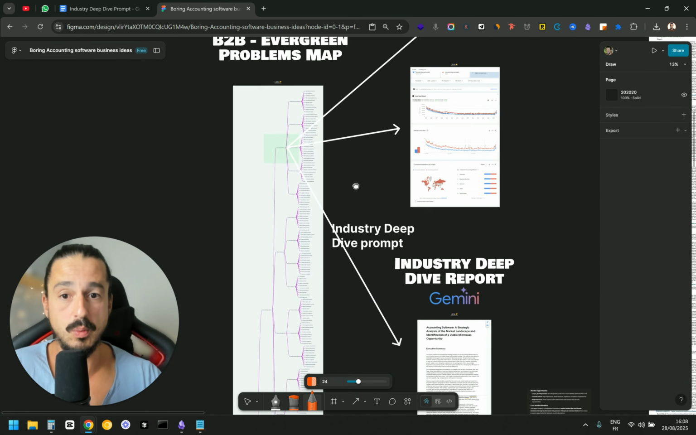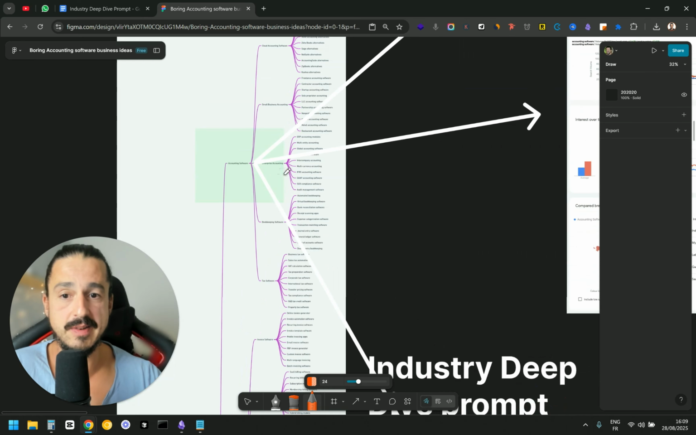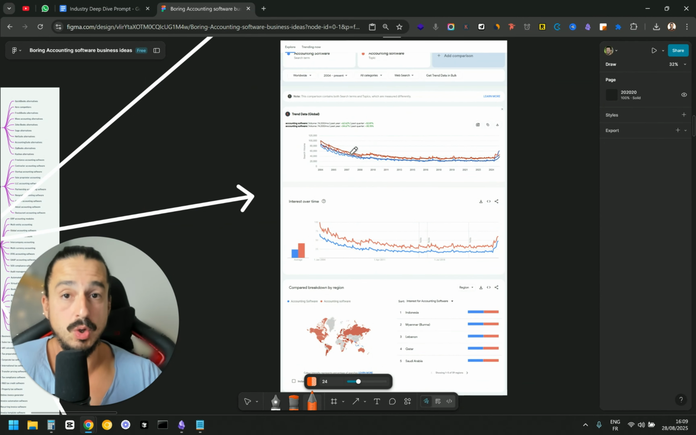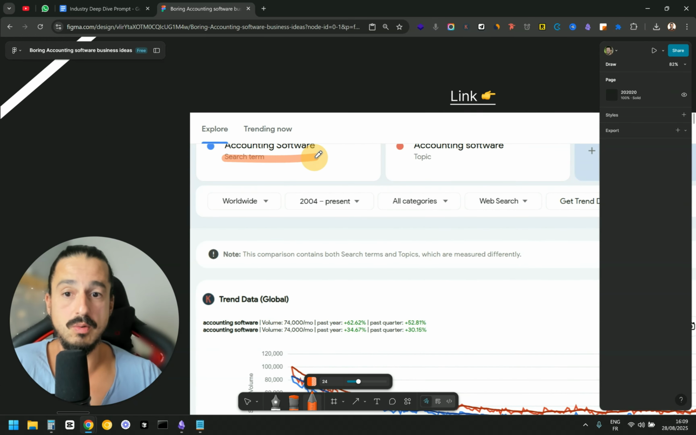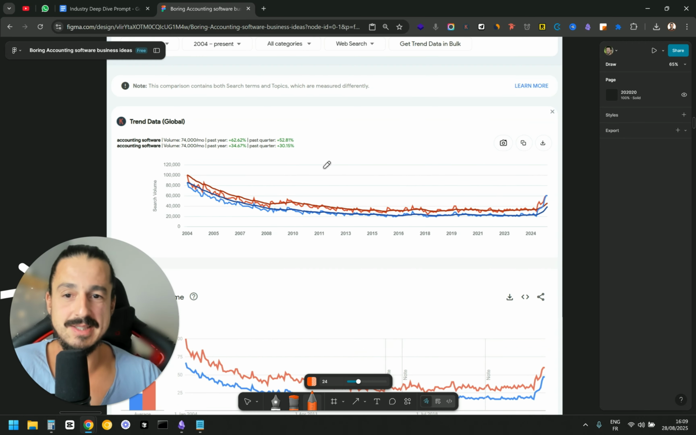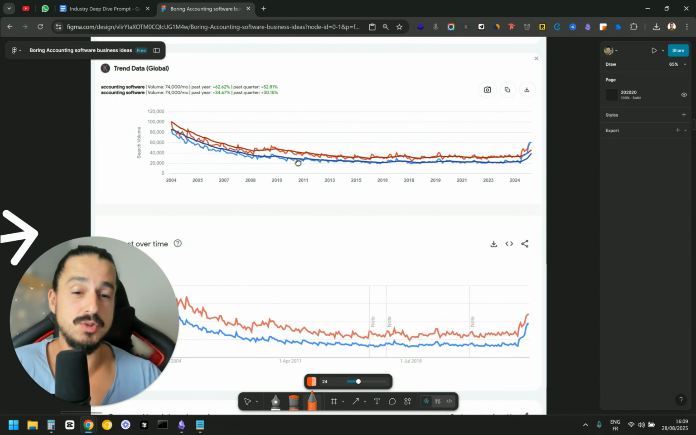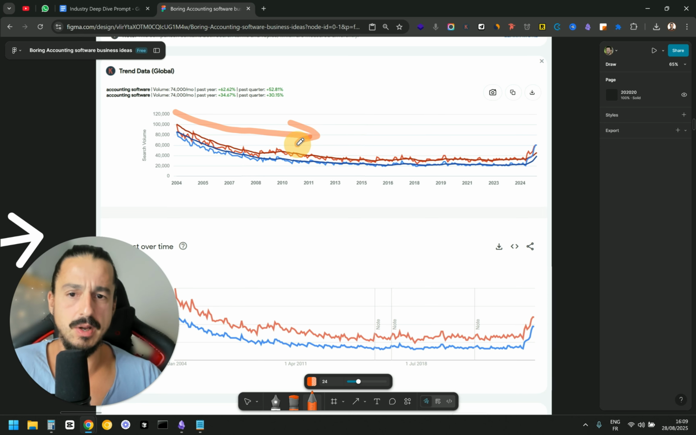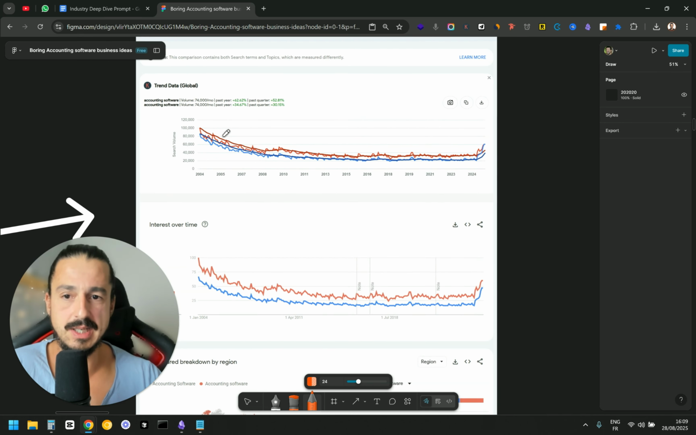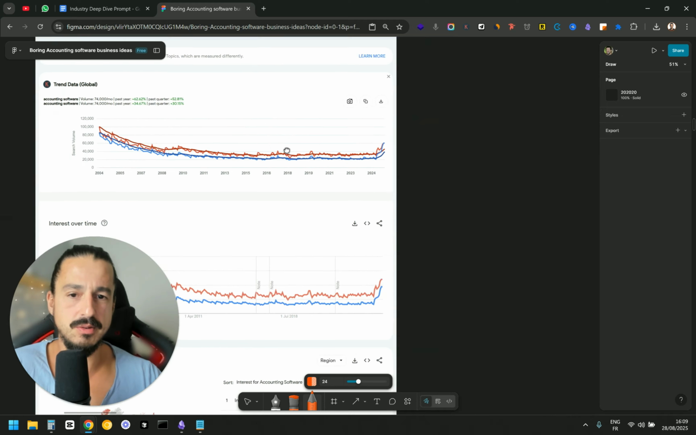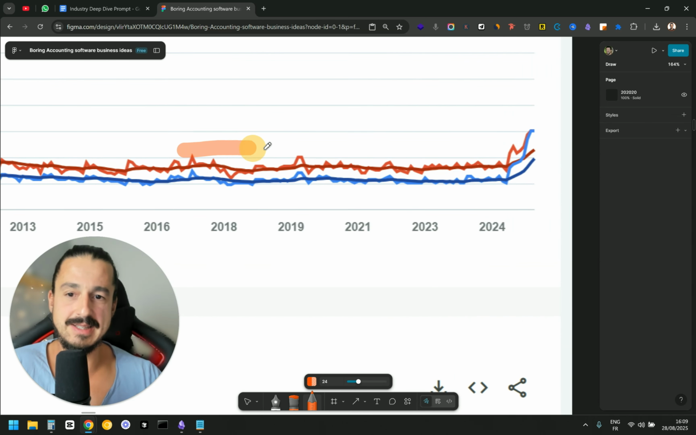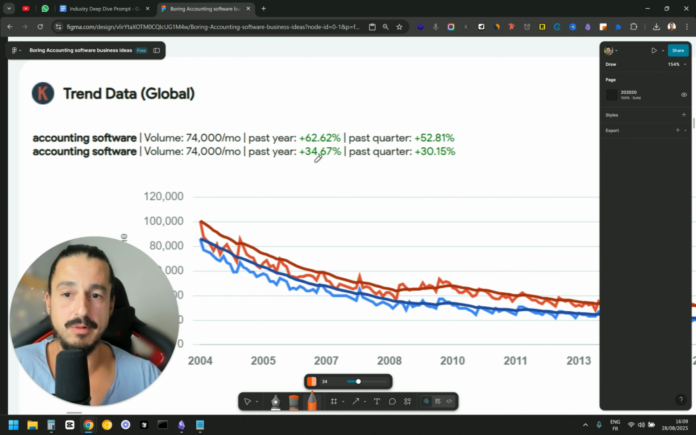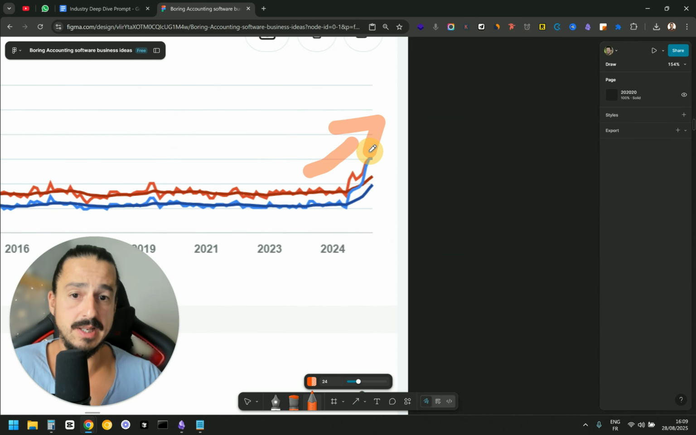So the very first thing we want to do before anything else is to look into Google Trends. Simply by typing the name of the market we want to explore, we can see already that this is a solid market. It's not an incredibly growing market, and we can see that there is some kind of downtrend here, but this doesn't really matter. What matters is that it is stable with a high volume and that it is currently growing.